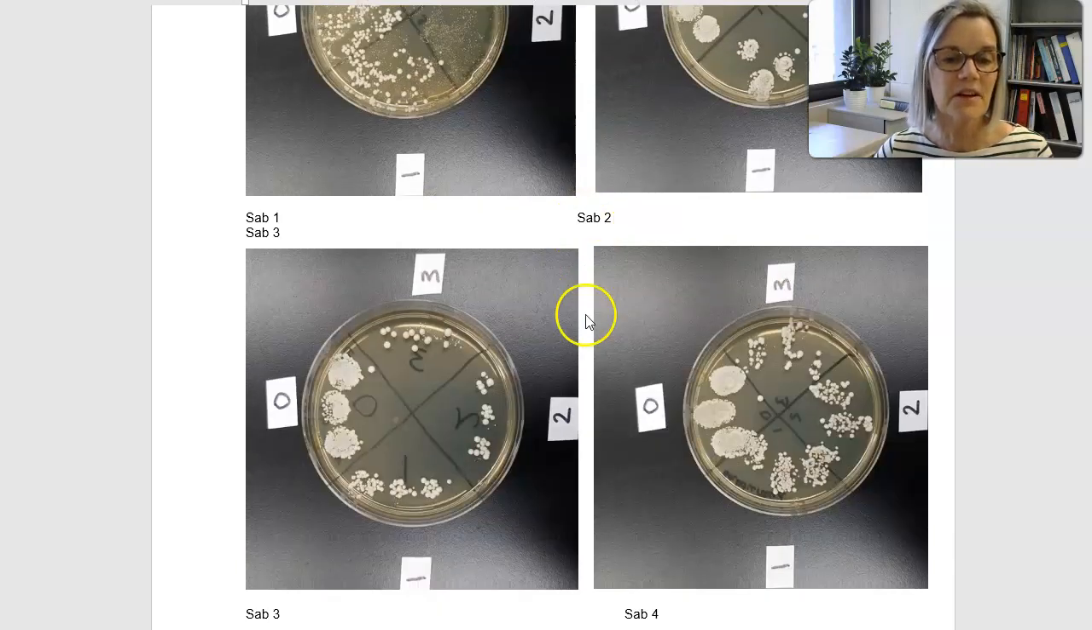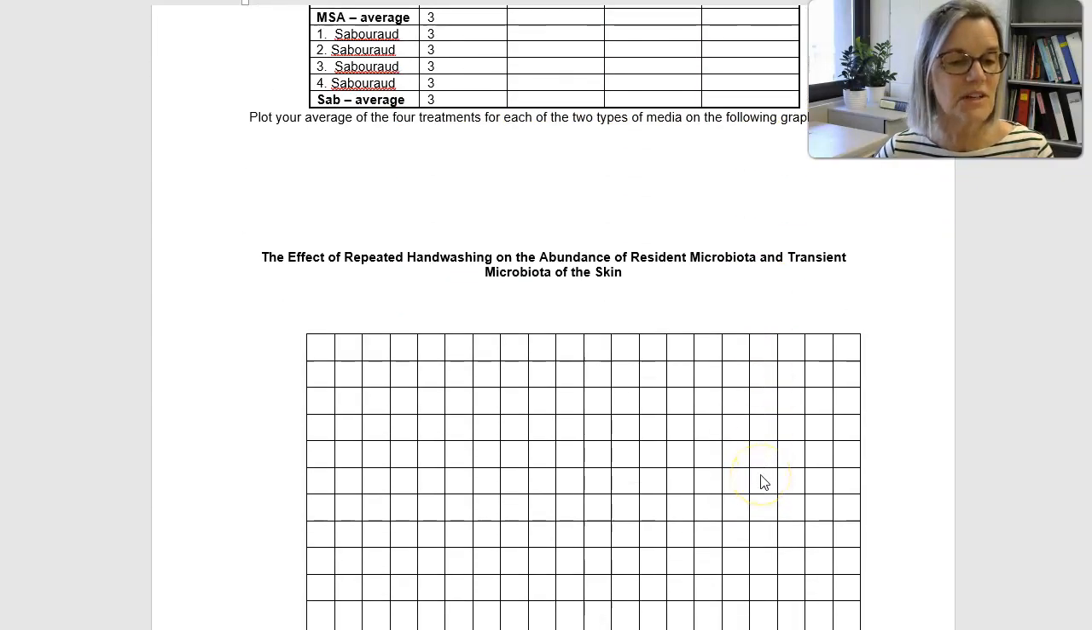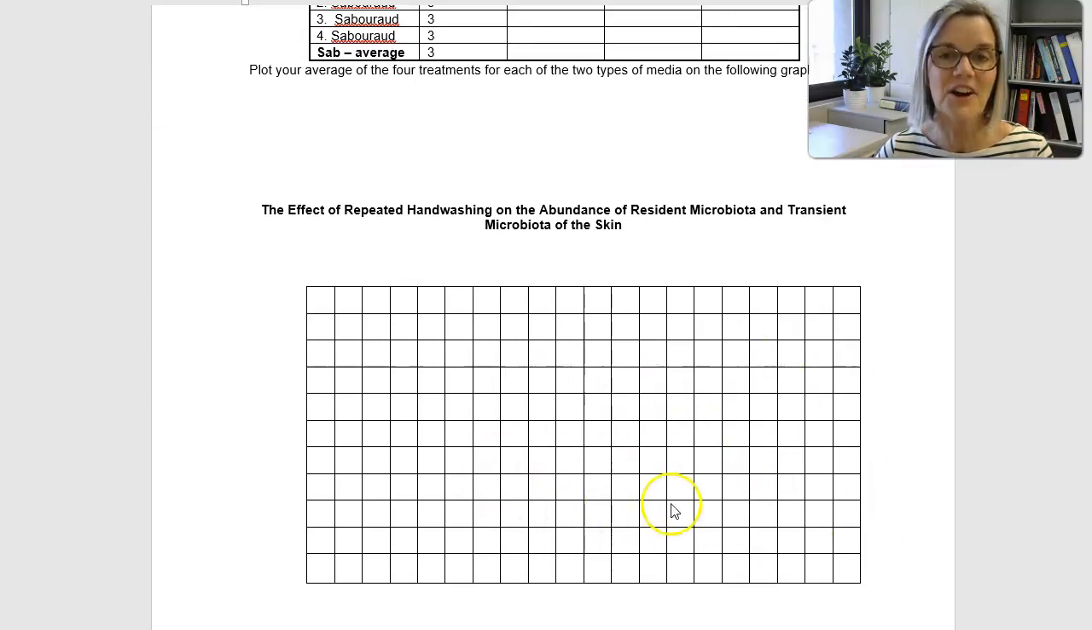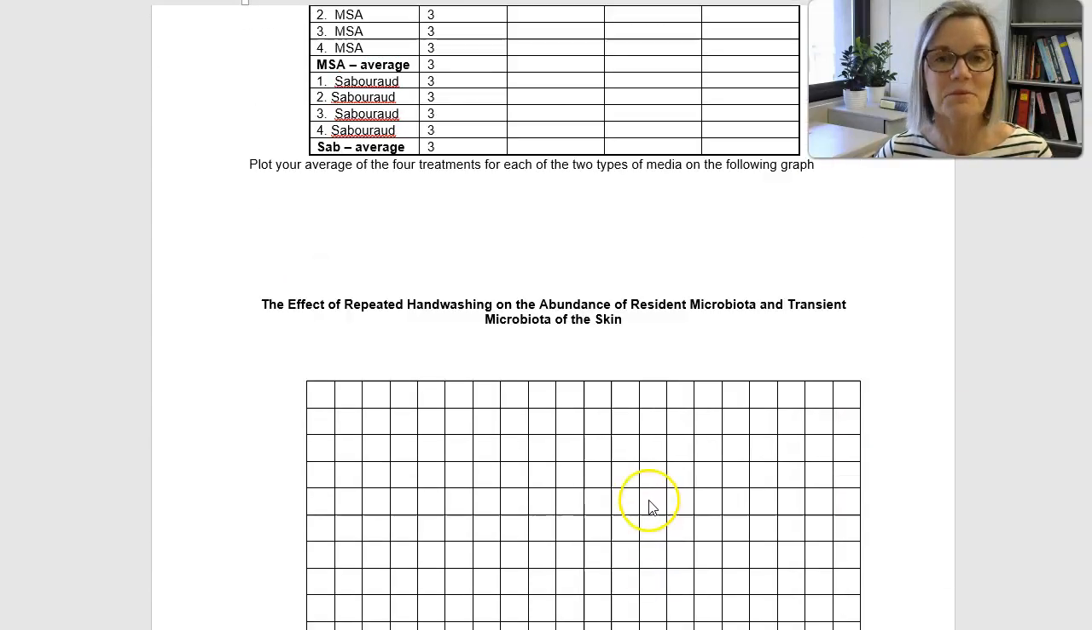Okay, so you're going to get 4 sets of 4 numbers for Saburad. You'll put them in here. You'll get your average. And then you're going to graph these data on the graph. Now remember, you're going to graph the averages. Remember what is your independent variable and what is your dependent variable. We're not counting the number of colonies, we're counting the relative abundance, just kind of how much there is. Okay, so do those analyses and plot your graph, and then I'll ask you some questions about that.